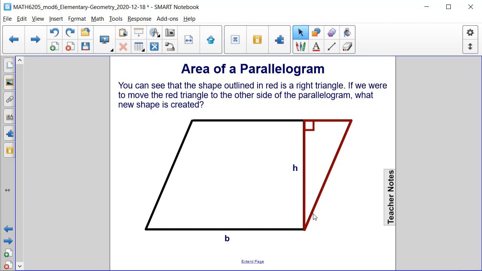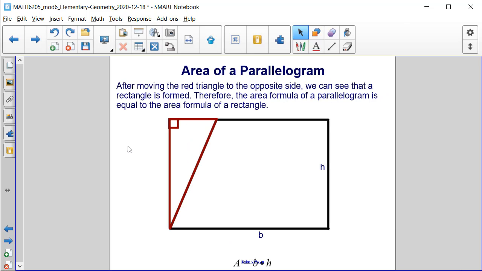You can see that the shape outlined in red is a right triangle. If we were to move that red triangle to the other side of the parallelogram, what new shape is created? Let's actually give it a try. If we move this over to the other side, and then because we moved it, this piece will go away. What shape do we have?